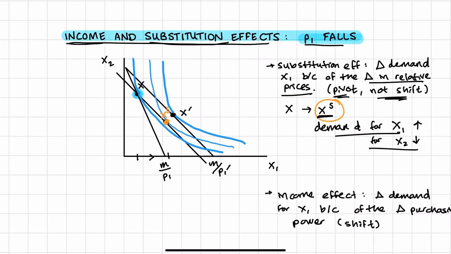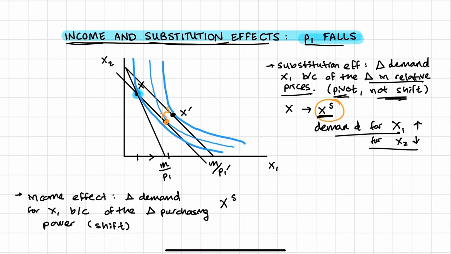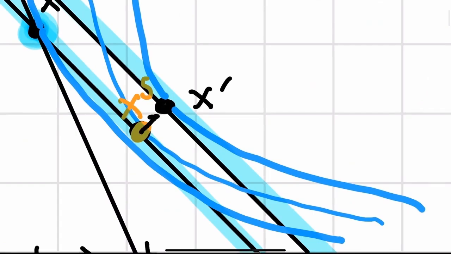So then, going from XS to X prime summarizes the income effect. The income effect is the change in demand for X, for X1 especially, because of the change in purchasing power. So this is our budget line. We do the shift that represents the increase in purchasing power that the consumer has because of this price change. And so that's the income effect going from XS to X prime here. So this effect right there.